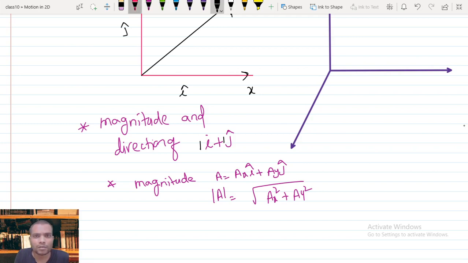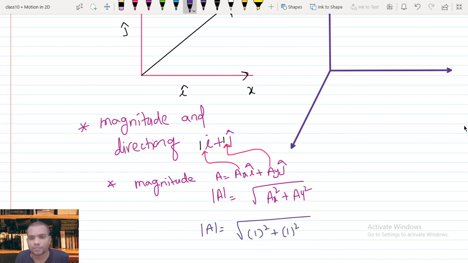So in the place of ax, how much can I get? I can get the value of 1. In the place of ay, we can get the value of 1. So we can write the magnitude mod A equal to square root of 1 square plus 1 square, which gives under root 2. Yeah, that's it. So this is the magnitude.